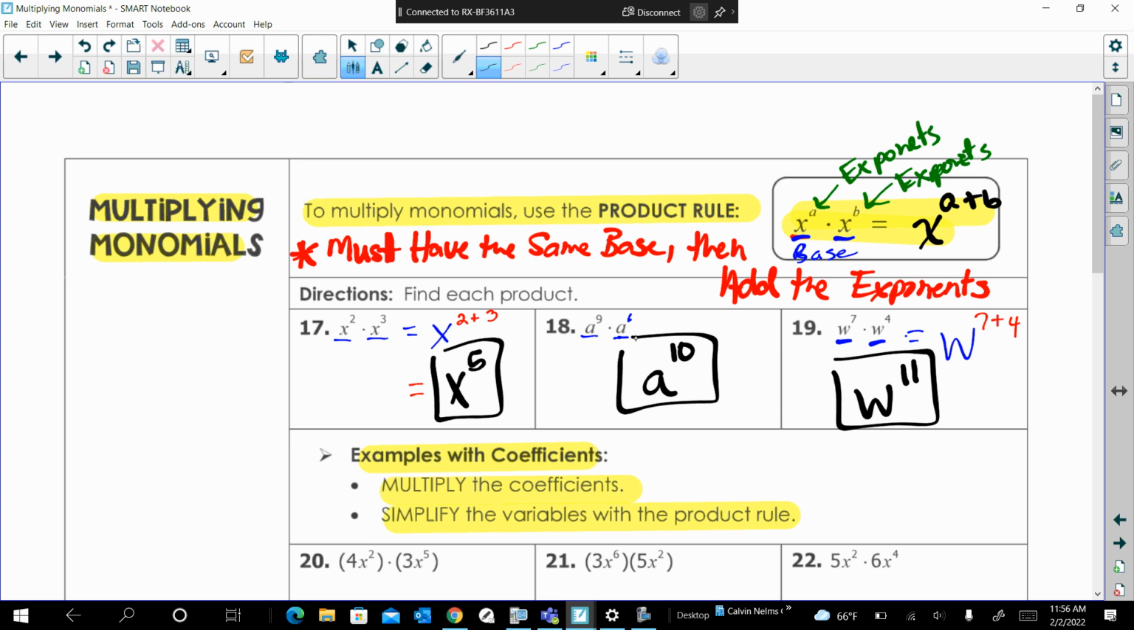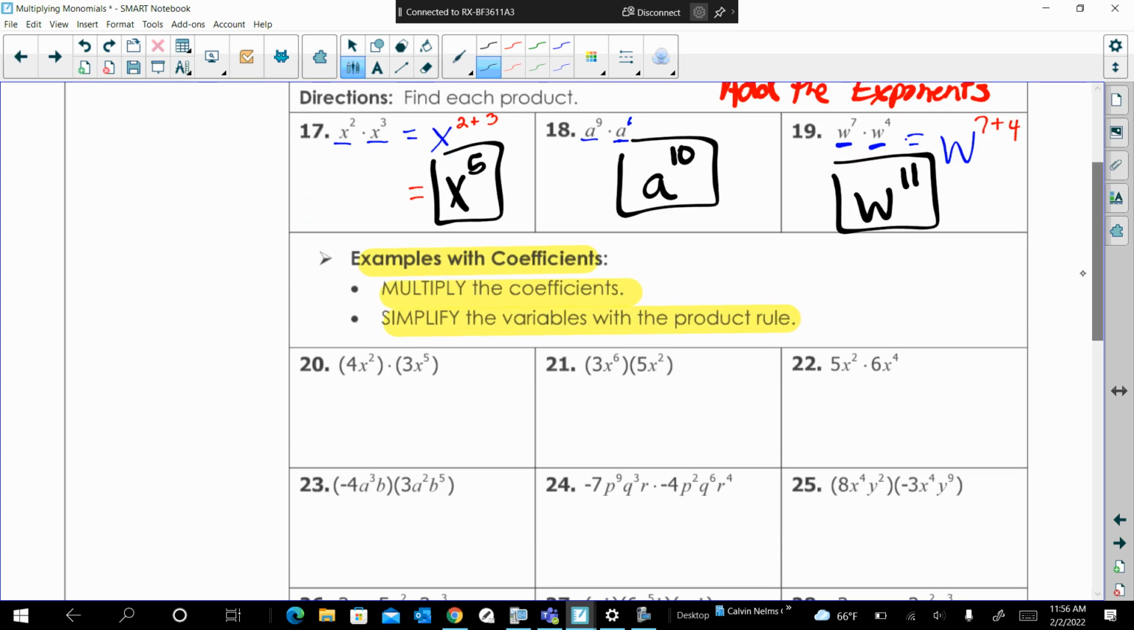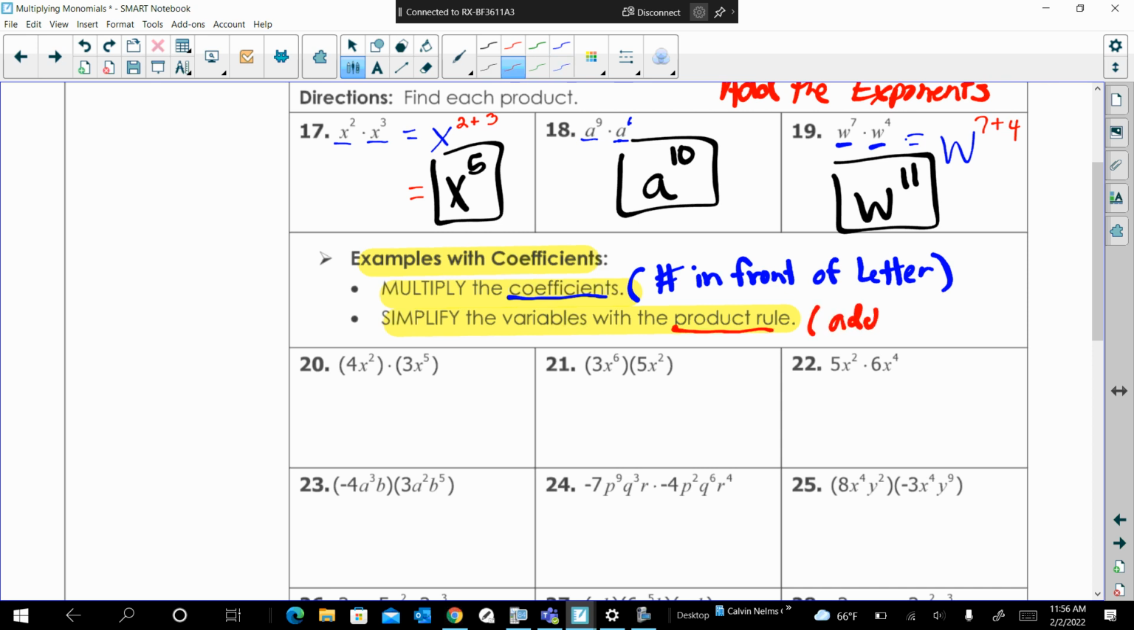Now, when multiplying, okay, you're going to multiply the coefficient. Coefficient, that represents the number in front of the variable or of the letter. Okay, coefficients are your numbers in front. Then it's to simplify the variables with the product rule. The product rule is when you're going to add the exponents. Add the exponents. Okay, so I always tend to do coefficients first, number in front.